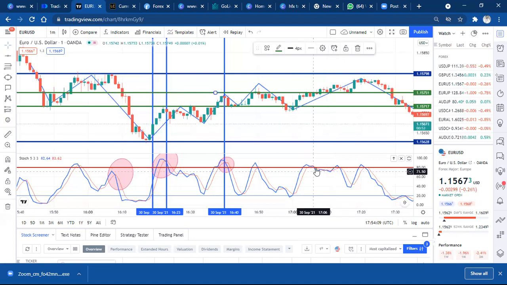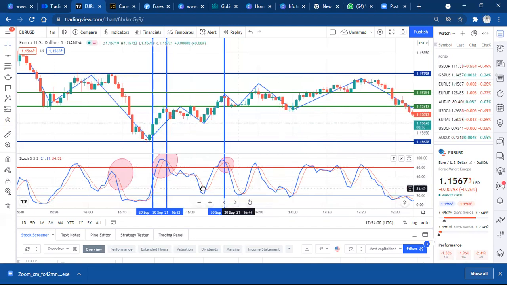So it has crossed each other here, but the movement is not definitive. So if you had gotten in this trade, you might win and you may not win. But more than 70% of the time, your stochastic will give you definitive movements enough for you to win the trade. All right. Awesome. So that's it about stochastic.